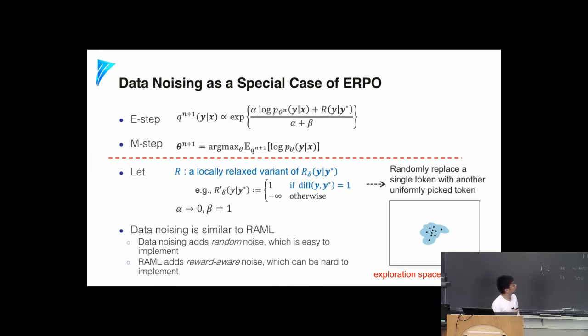And then with this reward function, we see that data noising is basically the same as REMO, but in data noising we add a random noise, which is very easy to implement. And in REMO we use a reward-aware noise, which is more difficult to implement. And the exploration space of data noising is very similar to REMO because here we allow the model to explore a little bit surrounding this training data. Yeah, this is the data noising method.